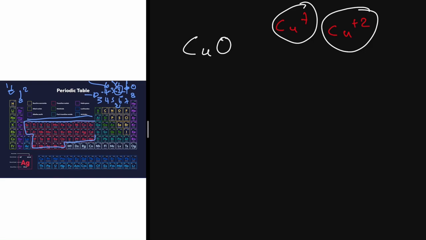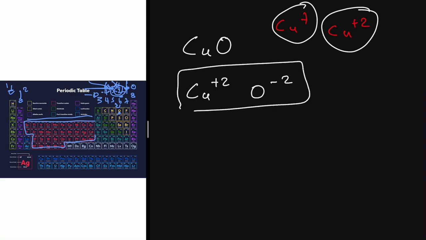So if oxygen is in group number 6 here, that means it has -2 ions. So we're going to say, okay, oxygen is having -2 ions. And this is only one oxygen, so we don't have to multiply that -2 with anything. So this will mean that the copper must have +2 ions so that these things can bond together when the ions are balanced.